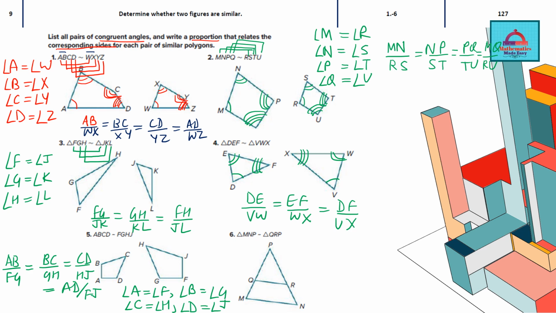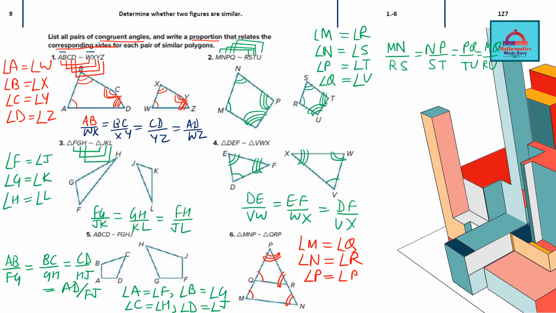Let's finish the last one. This one is a little different. So if you see, MNP, the big triangle, is similar to QRP, the small triangle. So this angle is congruent to this angle, and you see P is common. This is the common angle in both the small and the big triangle. So here M is equal to Q, congruent angles, we are now writing N equal to R, and angle P is equal to angle P, that's the same angle.